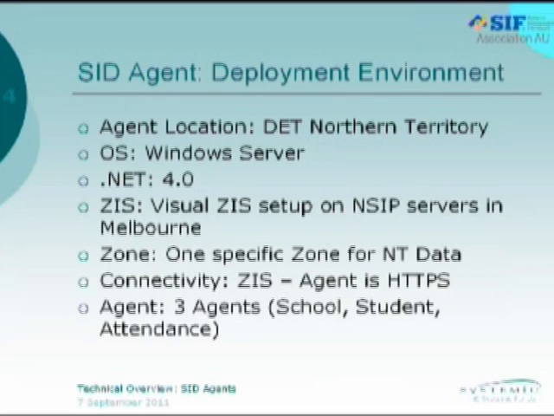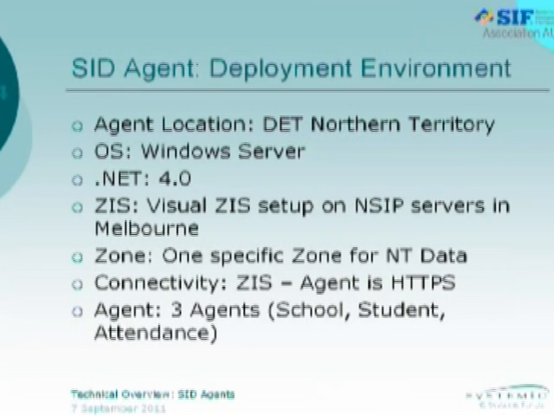The ZIS is set up in Melbourne on the NSIP servers, and there is one zone for the NT data, similar to the other states where there's one zone for the South Australian data and one zone for the West Australian data. Connectivity to the zone is through HTTPS, and for this particular implementation there are 3 agents set up, one for school information, one for student information, one for attendance information, although as we go through the presentation I'll explain that this is a rather arbitrary configuration and it can be done in multiple ways.